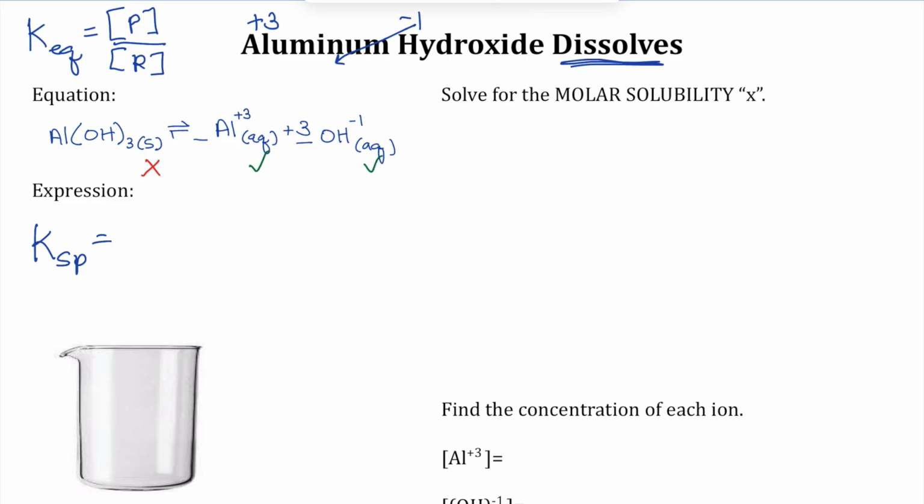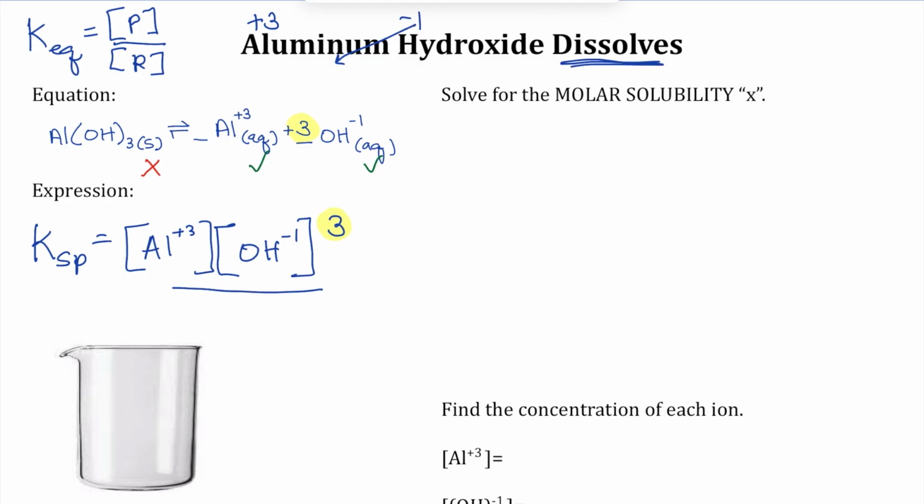And so with our solubility, it's always just going to be the ions that we get when those break up. So Ksp is going to equal, well, I have aluminum ions, so Al plus 3. So I'm going to have the concentration of my aluminum ions. And then I have my OH minus 1 ions. And when we're looking at this, we have 3 OHs. Those coefficients become exponents in our Ksp expression.